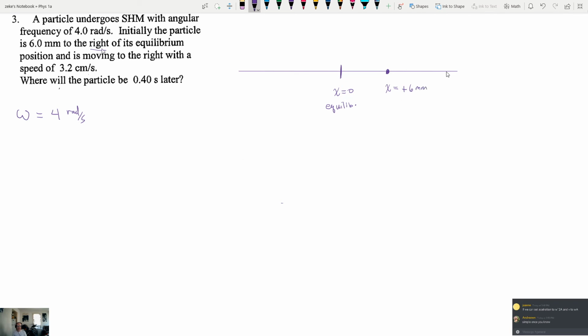It says it's moving to the right, so it has a velocity at this location. Maybe we use a different color so it comes up a little better. Its velocity is going to the right, and its velocity at this moment in time is equal to 3.2 centimeters per second, right? So that's all the information we really have, right? This particle, it's oscillating on this type of system, and initially, these are the values that we have, okay?